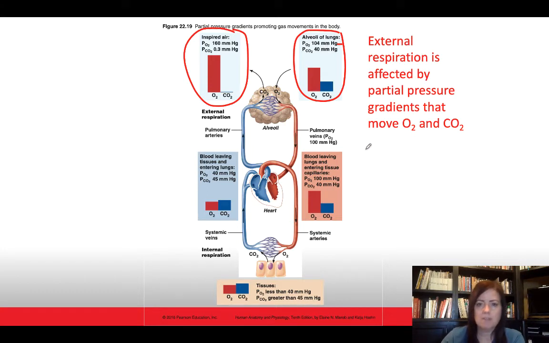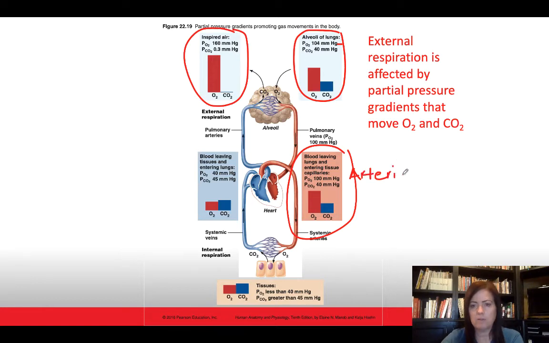So blood leaves the lungs. Here's our lungs. Blood's going to leave the lungs and travel out to the body. It returns to the left atrium, left ventricle, and it gets pumped out through the aorta, and it's going to travel to the body's tissues. Blood leaving the lungs, this is going to be arterial.